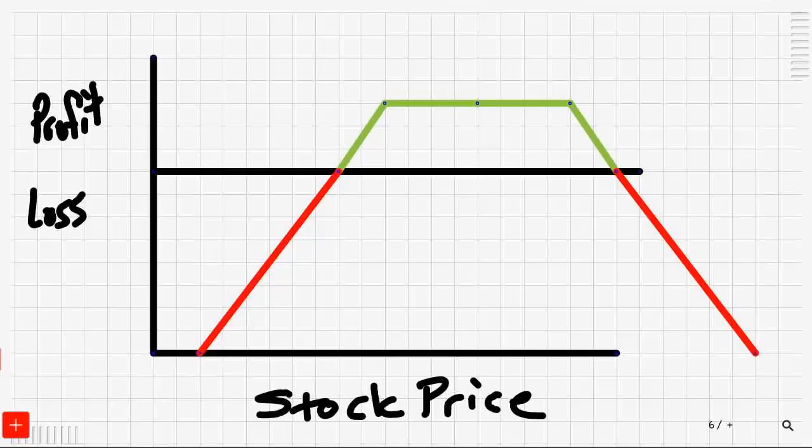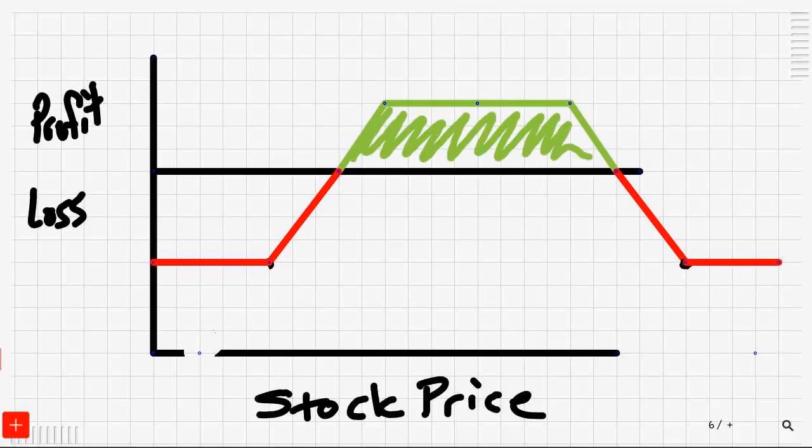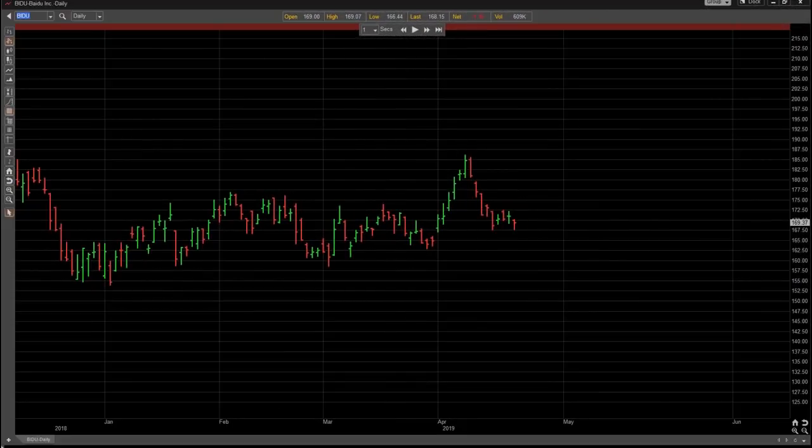So you want protection. So you buy a put down here, and you buy a call up here. By doing that, you've capped your loss potential and reduced your maximum loss tremendously. Let's look at an example. Here's a graph of Baidu.